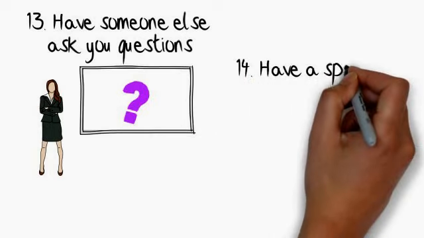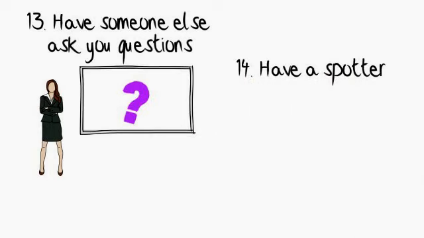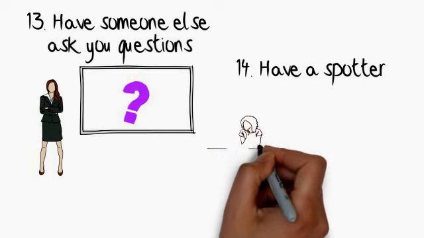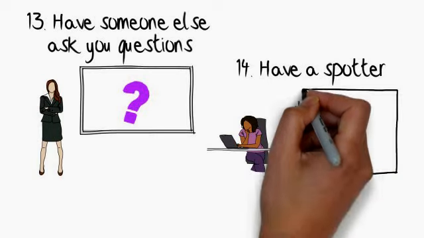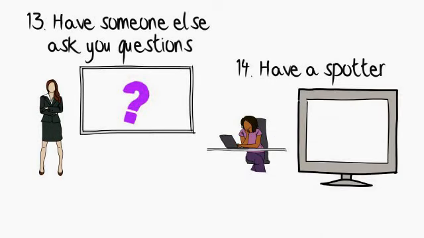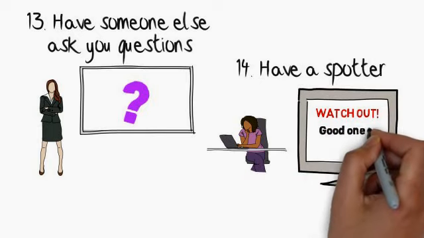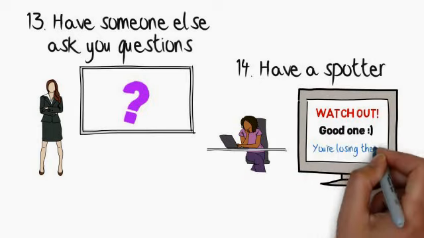Number 14. Have a spotter. You can ask a colleague to act as a spotter. The spotter's task is to let you or someone else involved in the organization know if anything went wrong from an attendee's point of view. This is usually done via a chat pane that only you can see.